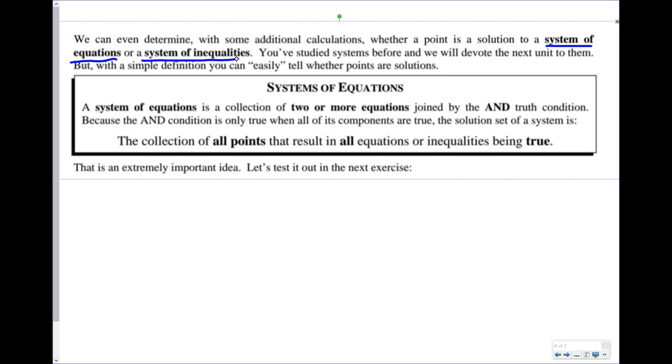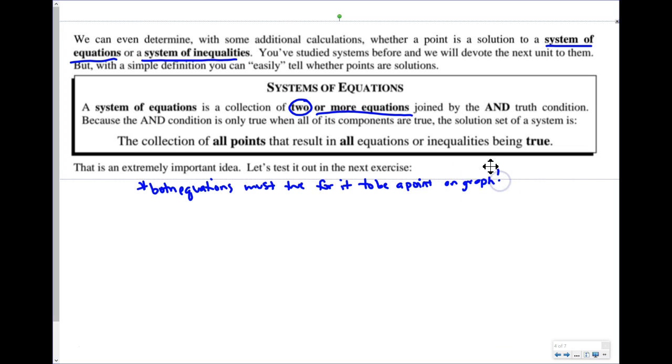So a system of equations is a collection of two or more equations joined by an and truth condition. Because the and condition is only true if all of its components are true, the solution set of a system is the collection of all points that result in all equations being true. In other words, this is really saying that both equations must be true for it to be a point on the graph. Okay, they both have to be true. That's what this and statement is.